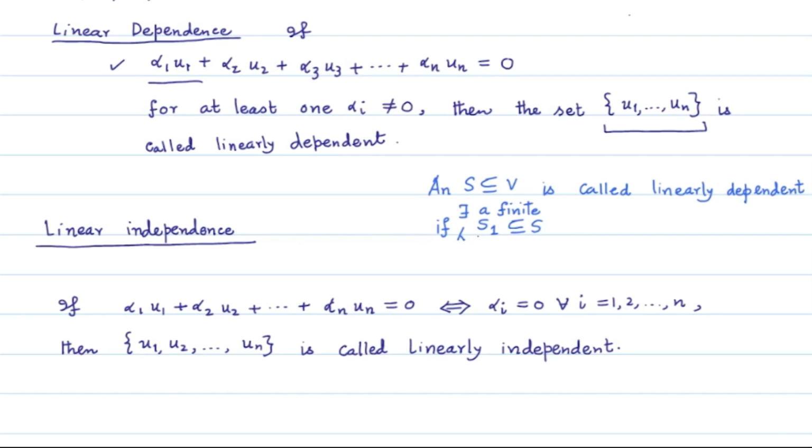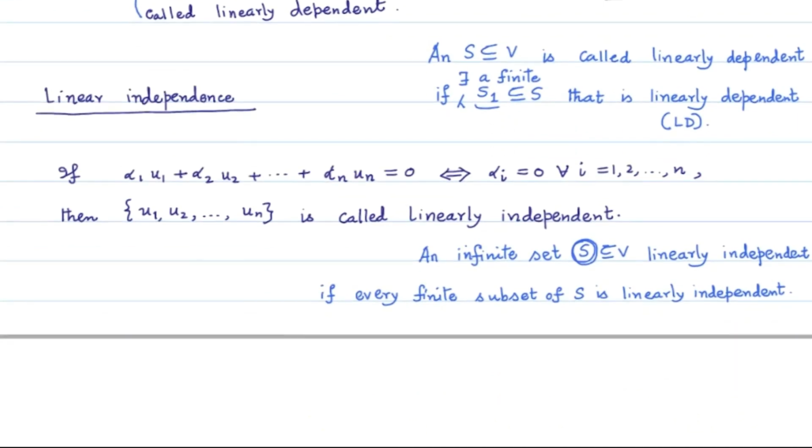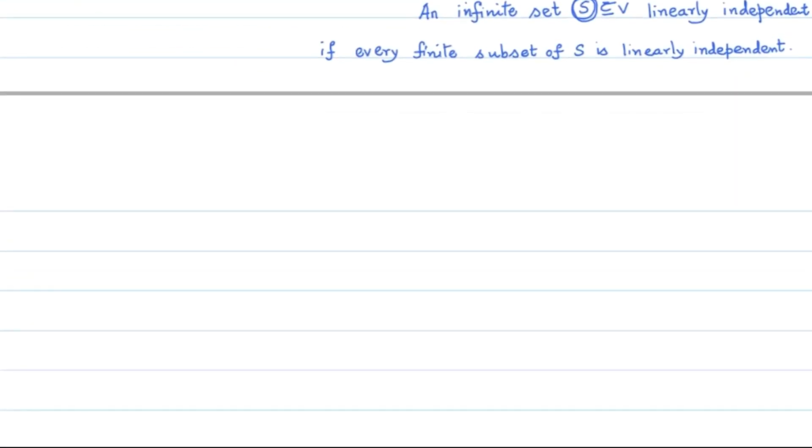Linear dependence of a finite set is defined in the manner that we have defined over here. For linear independence of an infinite set, we define it by the negation of linear dependence. We call an infinite set linearly independent if S is not linearly dependent, that is, if every finite subset of S is linearly independent. Let us now consider one or two examples on linearly dependent and linearly independent sets.